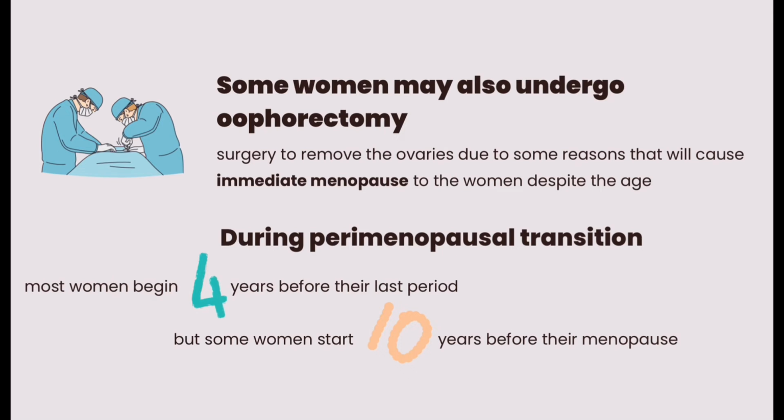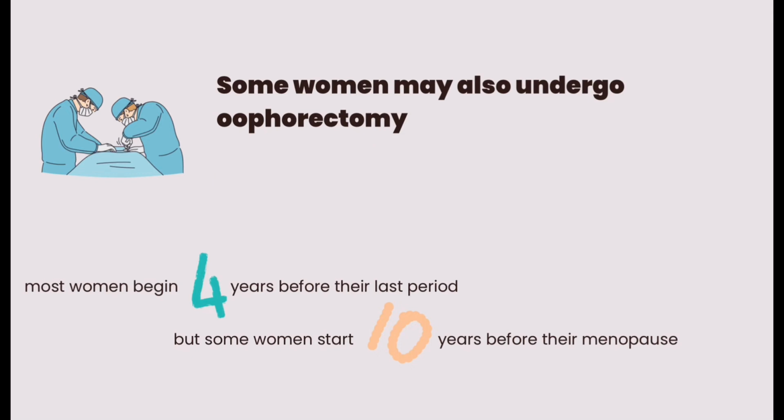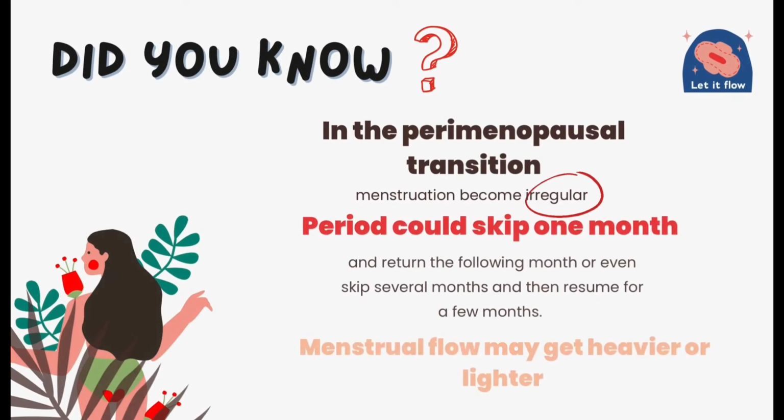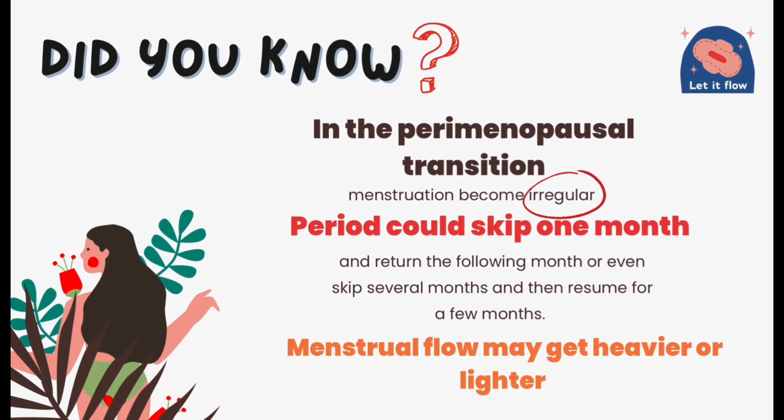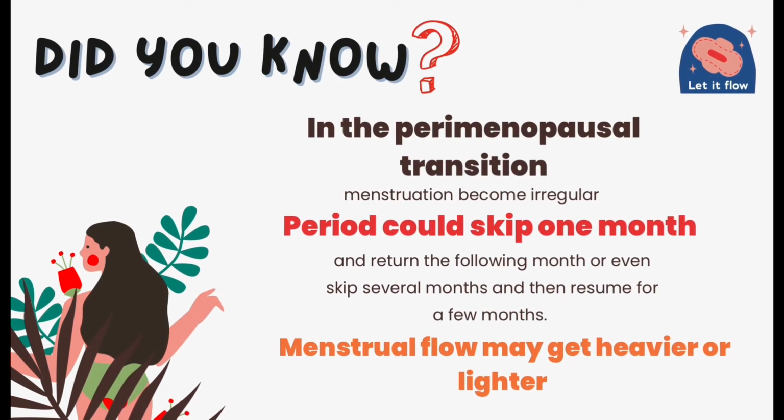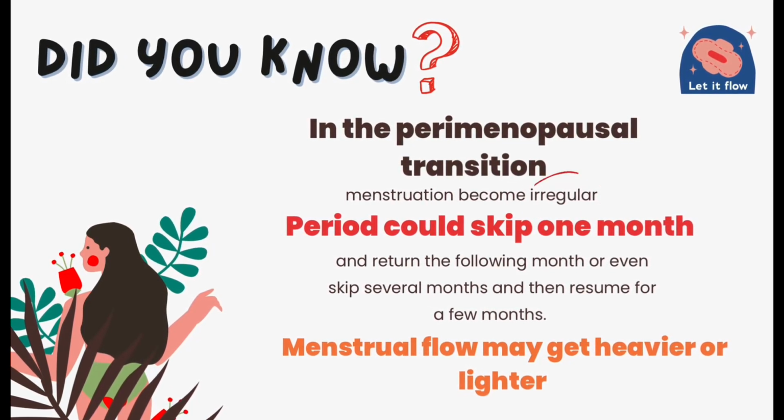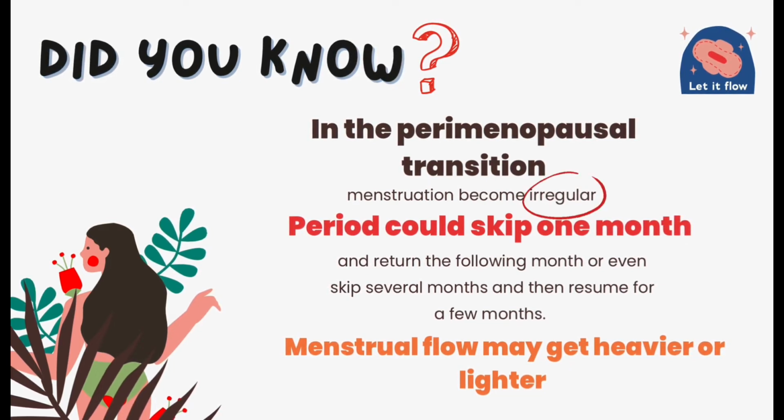During the perimenopausal transition, most women begin about 4 years before their last period, but some women start 10 years before their menopause. In the perimenopausal transition, menstruation becomes irregular. During this time, the period could skip 1 month and return the following month, or even skip several months and then resume for a few months. Also, the menstrual flow may get heavier or lighter during this time.